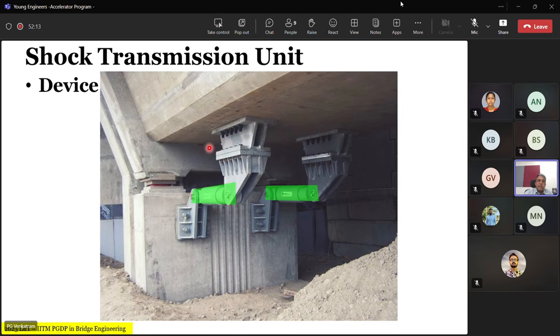So this is an example of a shock transmission unit. What does it do? It connects the superstructure to the substructure through a mechanism. This is the shock transmission unit. It looks like your conventional shock absorber. We'll see the details a little bit later.